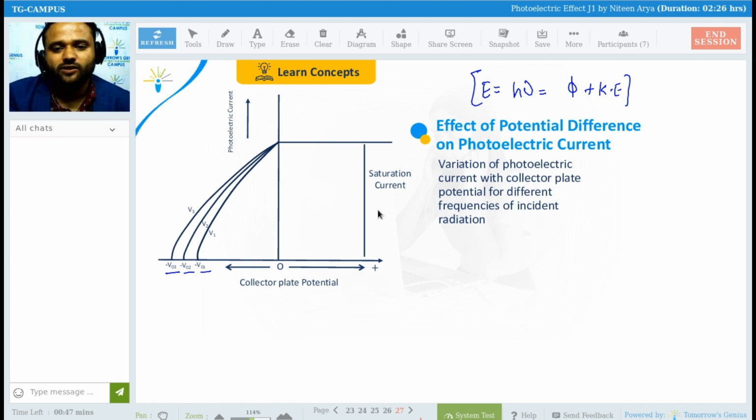Effect of potential difference on photoelectric current: variation of photoelectric current with the collector plate potential for different frequencies of incident radiation. It means if you provide a lesser amount of stopping potential, this gives you more kinetic energy, but after reaching a certain point, it is going to be fixed, saturated. For the other frequency, it follows a different path, but it is going to be fixed as well, and again a different path, fixed as well. Clear? So that is all about this graph.